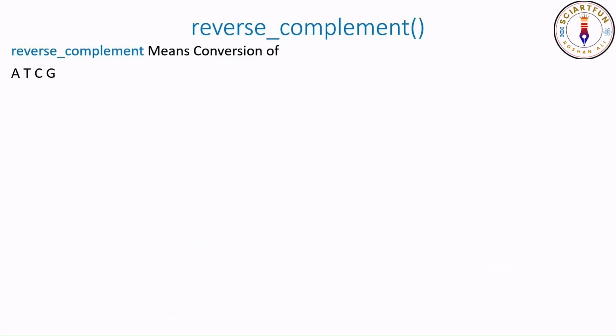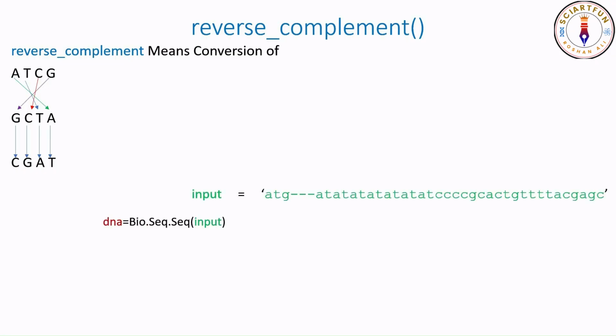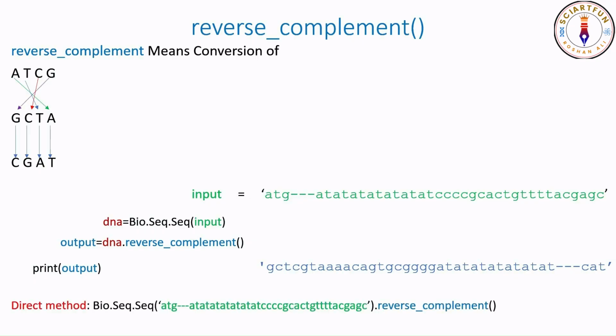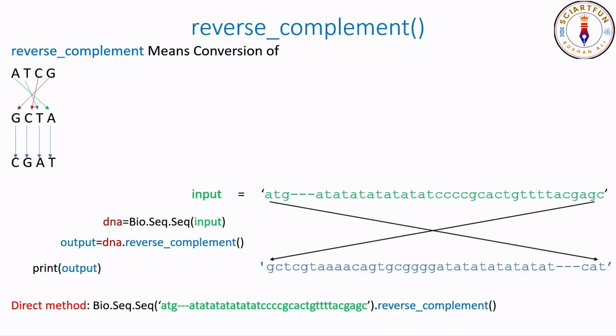Reverse_complement method. This method gives you the reverse complement of a sequence. That is, first it reverses your input sequence, then takes the complement of the reversed sequence. Here are the steps to follow to get the reverse complement. Steps are the same as used for the last methods. Here is your output. Here is the one-step direct method to get the same output for the input sequence. You can compare the output with the input sequence.